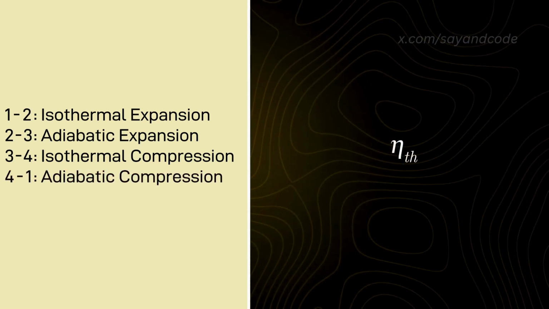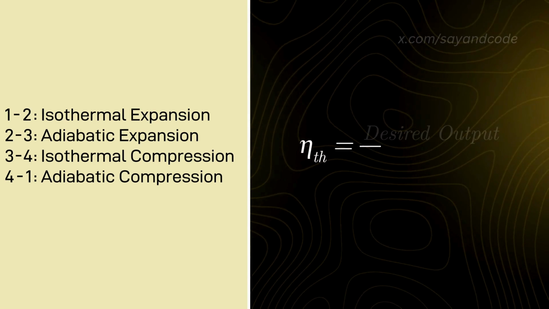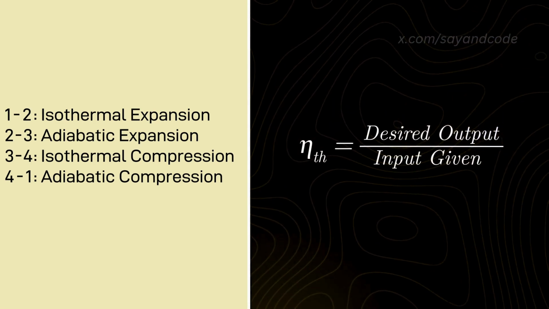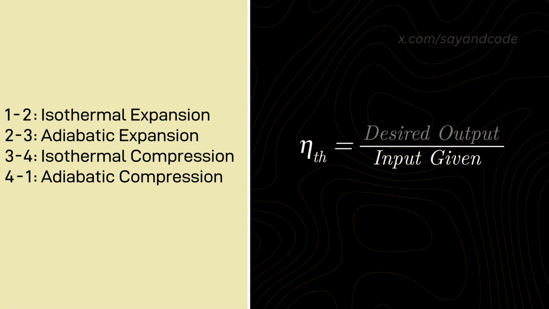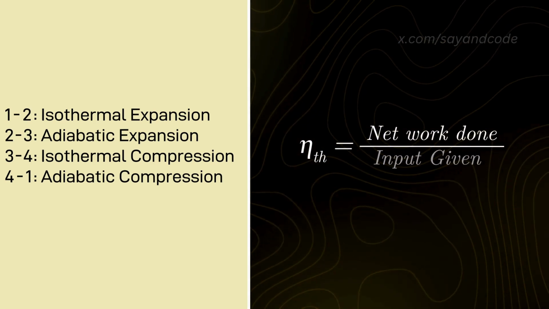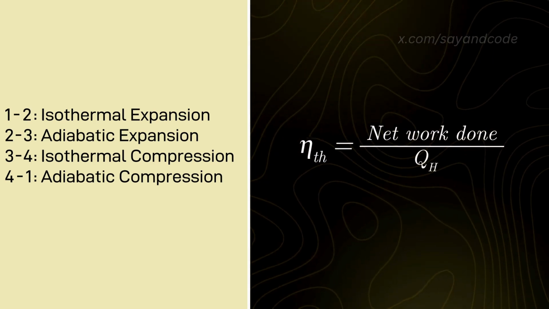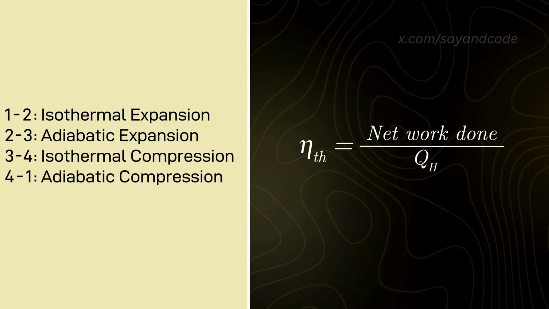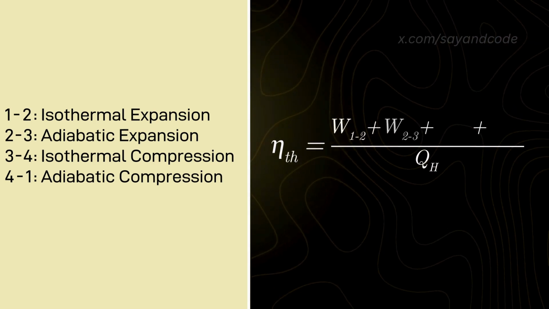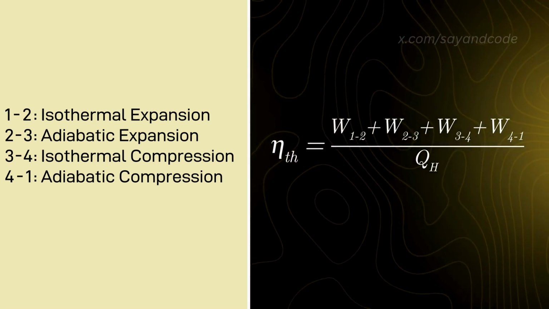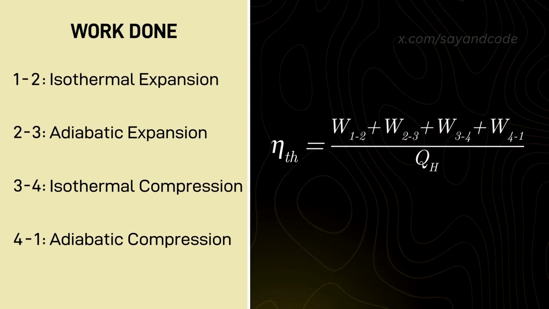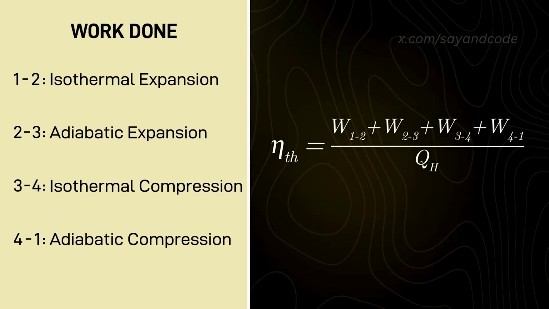The efficiency of such a cycle can be calculated as the desired output by the input given. Here, the desired output is the net work done, and the input is the heat from the hot reservoir, QH. But the net work done is the sum of the work done in each individual process. So we need to calculate the work done in each individual process and add them together.